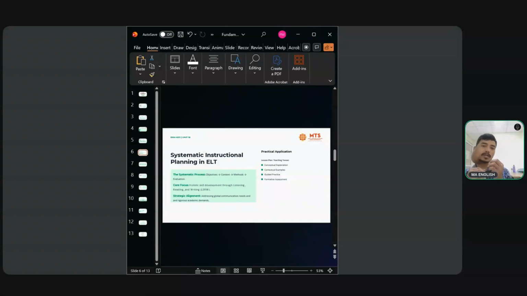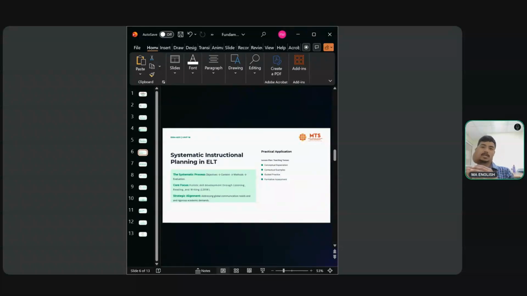Do you simply open a book and start reading, or do you have a plan, a clear, structured, systematic plan that tells you exactly what you're going to teach, how you want to teach it, and how you will know if your students have learned it? That second approach is what instructional planning is all about. This slide shows a very important process: objectives, content, methods, and evaluation. Let me explain each of these in simple terms.